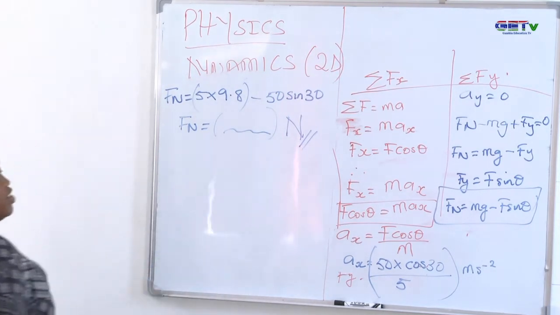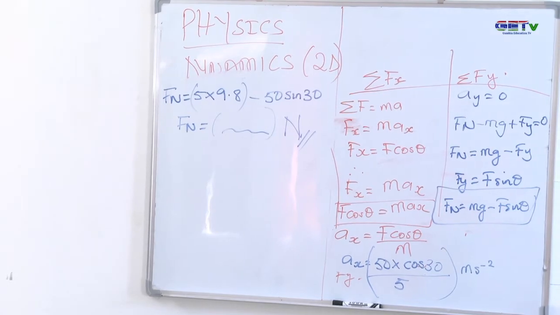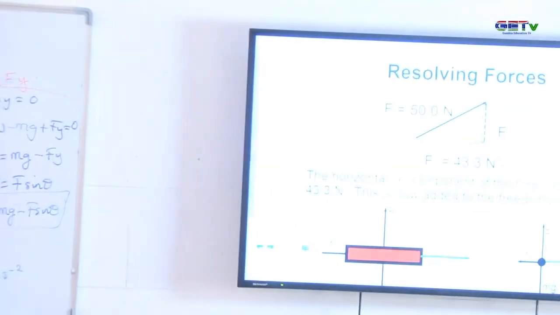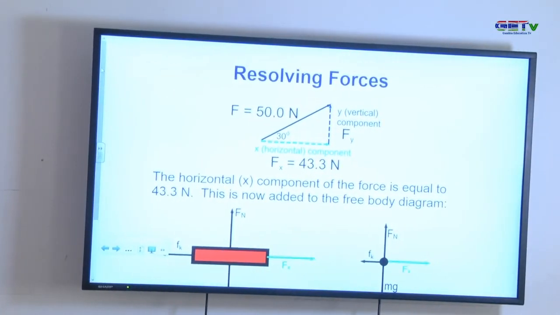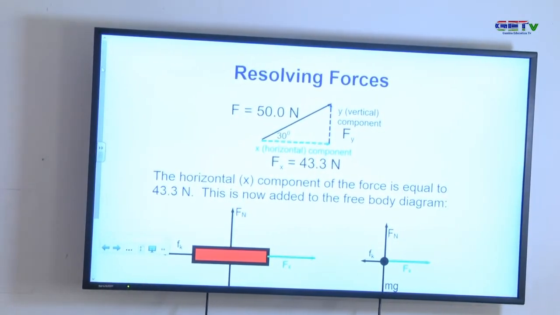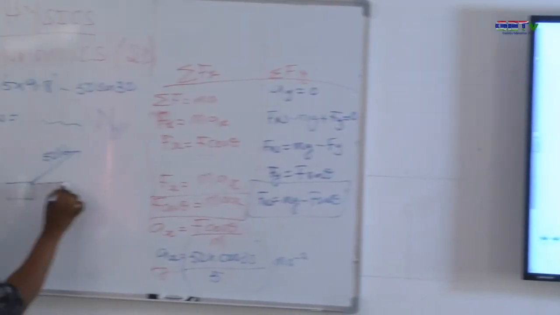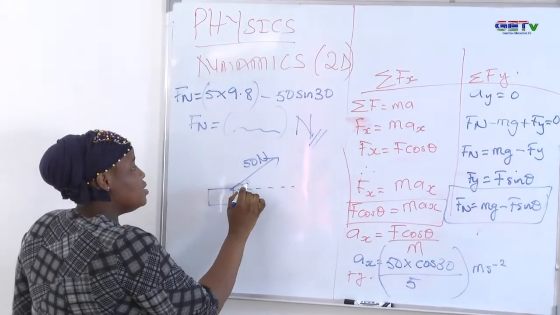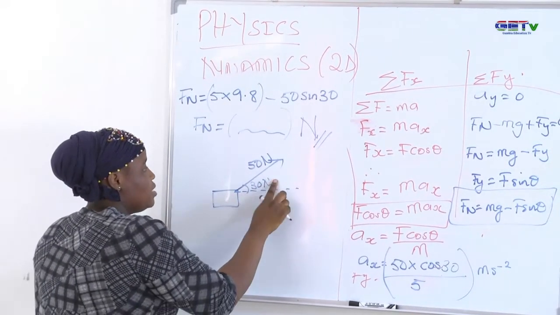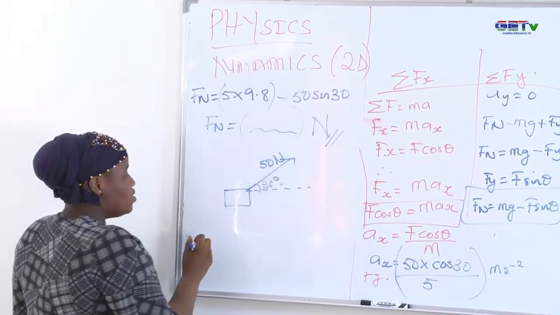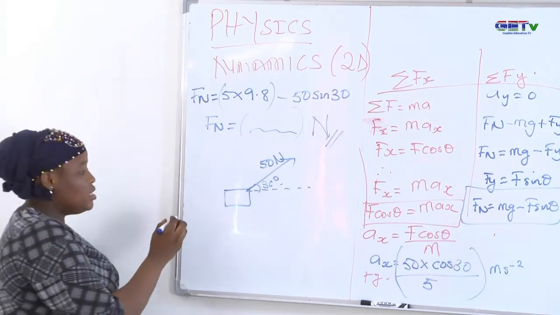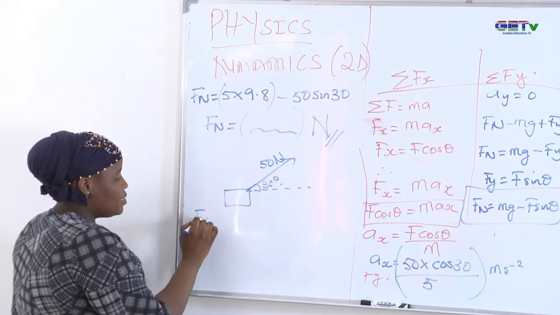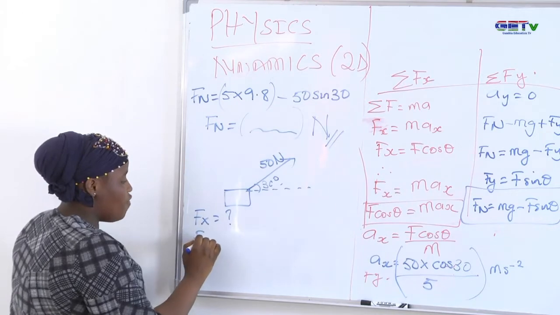This problem that I gave included what? The calculation of acceleration and normal force. But then you can also be asked to resolve a force into its components, like what we just did. If the force, the applied force, is just 50 Newton, and the angle inclined at the horizontal is 30 degrees, you might be asked to resolve the force into its components. As I said earlier on, the components are f of x and f of y.